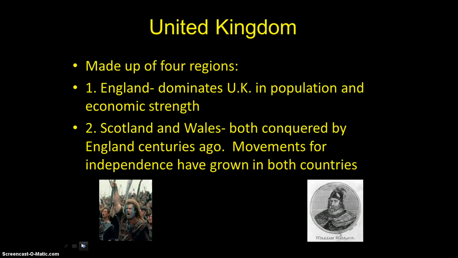Alright, so the United Kingdom is essentially made up of four regions. The main one is England. England dominates the United Kingdom in population and economic strength. It's kind of like the major hub of the area, a central location. And then you have Scotland, number two, and Wales, number three. We kind of bunched them together because both were conquered by the English centuries ago.